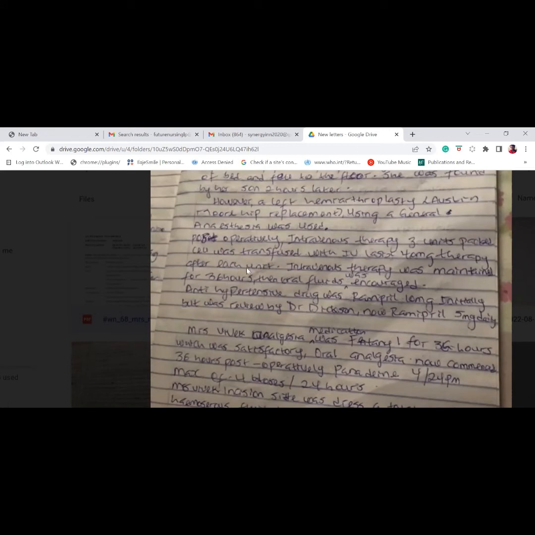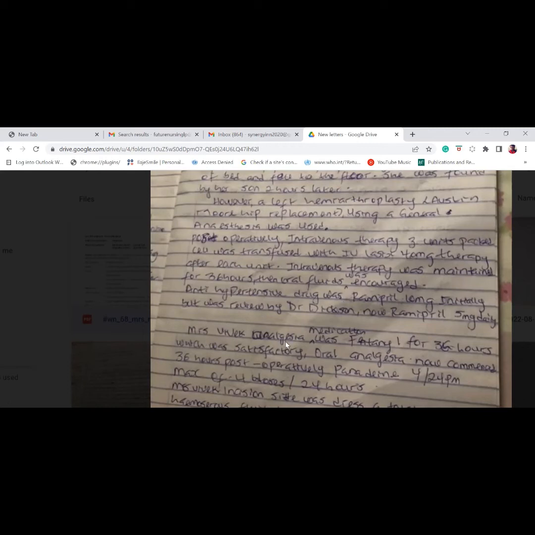Write it together: 40 milligram after each unit, which was maintained for 36 hours. Then oral fluids were encouraged. Antihypertensive drugs were administered, such as omeprazole 10 milligram initially, but was reviewed by Dr. Dixon, who now changed it to ramipril 5 milligram daily. So you see the way I'm expanding it. I'm not going into the main charts, but given what you wrote, it's sufficient, but you just have to note the appropriateness of the language.